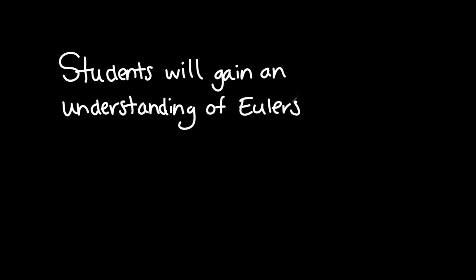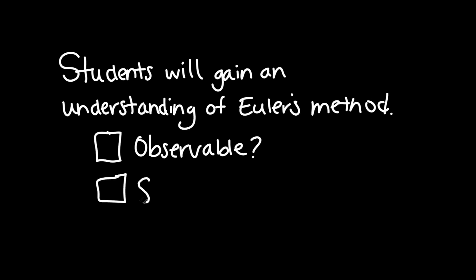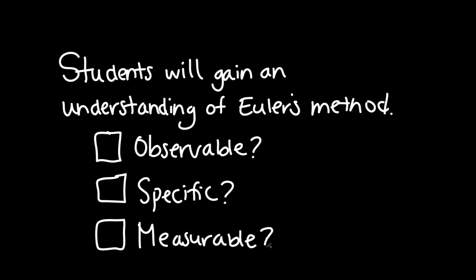The first learning objective is, students will gain an understanding of Euler's method. Is this learning objective observable, specific, and measurable? Pause the video here while you think about the answers.